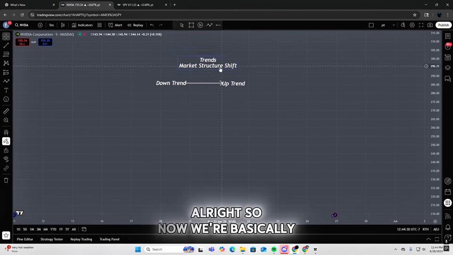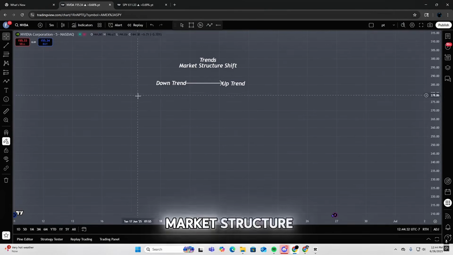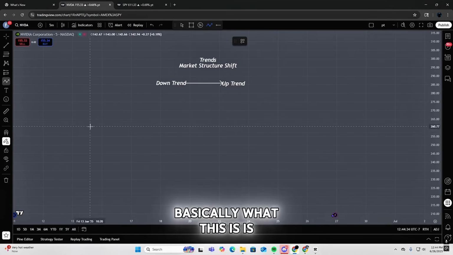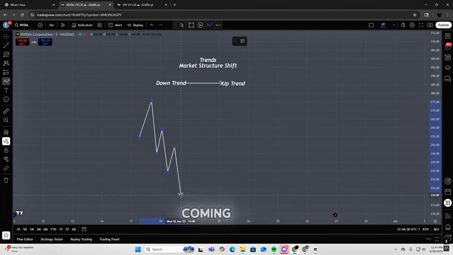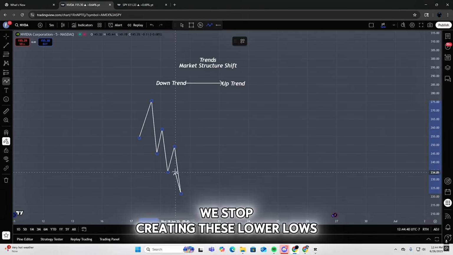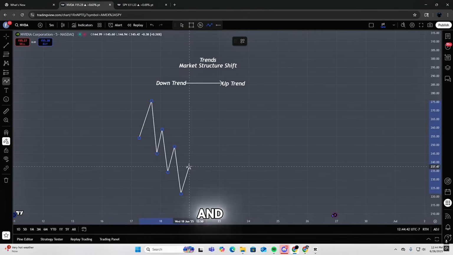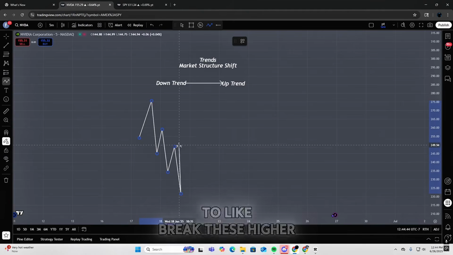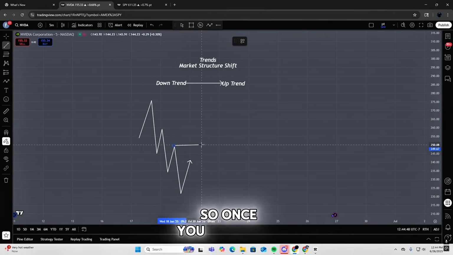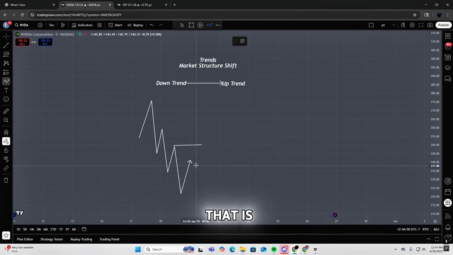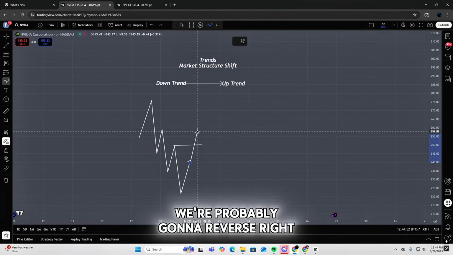All right, so now we're basically going to be going over market structure shift from a downtrend to an uptrend. Basically, this is when we're coming up, coming down, coming up, coming down, right? We stop creating these lower lows, and then we start trying to break these higher lows. Your market structure shift would actually be right here. Once you break this higher low, that is your indication that we're probably going to reverse.